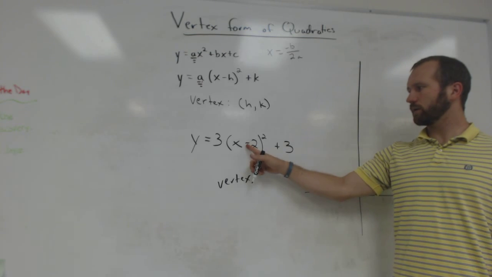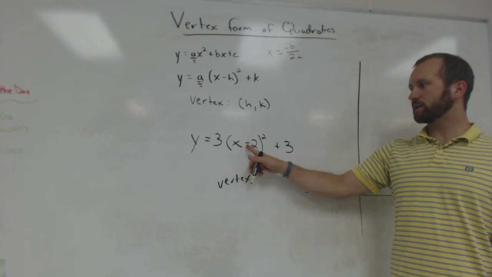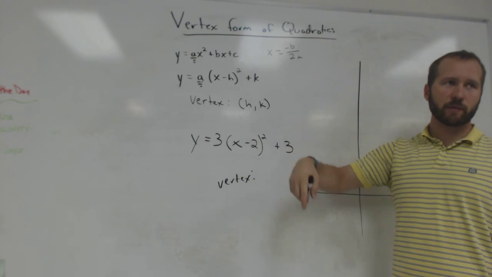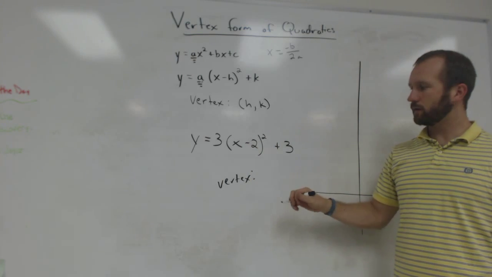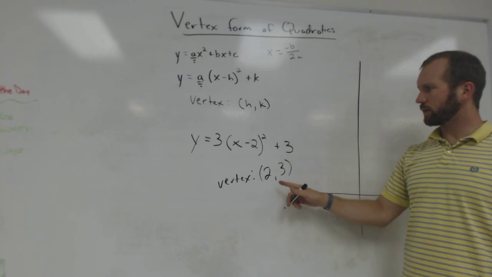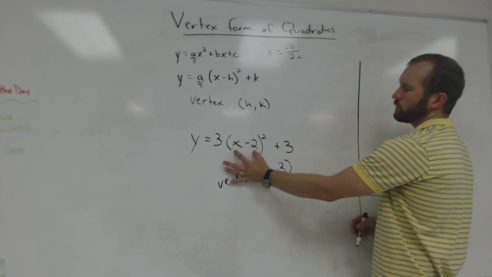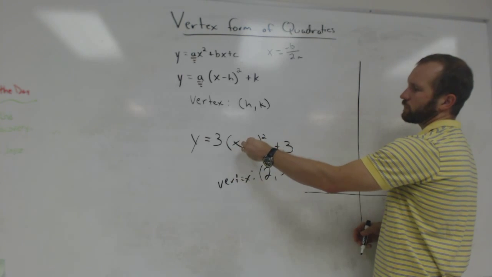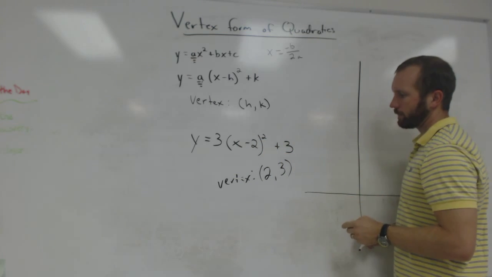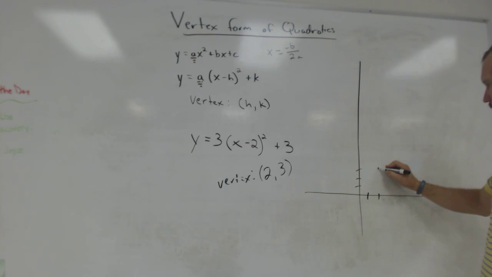H is -2 here. I mean, it says -2 here, so H is the opposite of that. 2 and then 3, exactly. My vertex is 2, 3. If I plug 2 in for x, I would have 2 minus 2. This whole thing would become 0, leaving 3 for y.